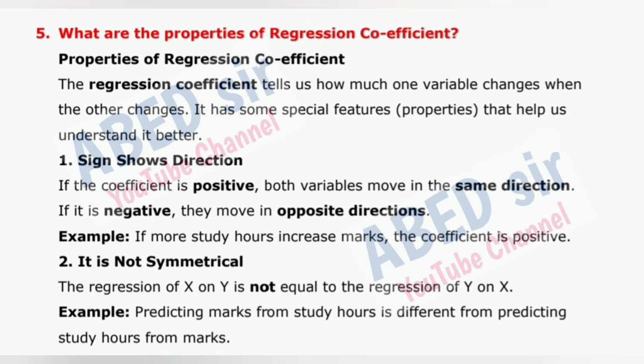Example, if more study hours increase marks, the coefficient is positive. 2. It is not symmetrical. The regression of x on y is not equal to the regression of y on x. Example, predicting marks from study hours is different from predicting study hours from marks.